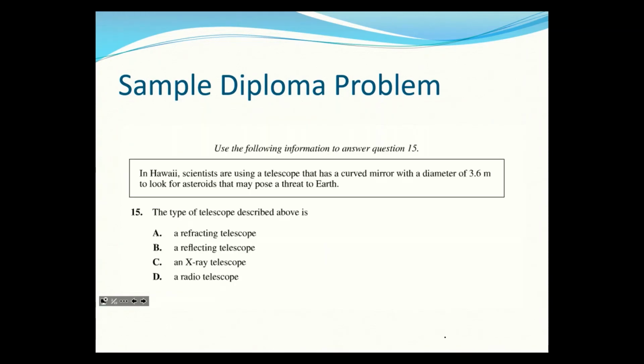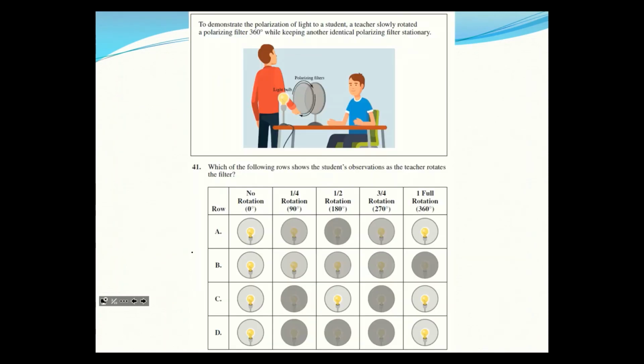In Hawaii, scientists are using a telescope that uses a curved mirror with a diameter of 3.6 meters. What type of telescope? Well, if it's a mirror, then it's going to be a reflecting telescope. And then, which of the following rows shows the student's observations as the teacher rotates the filter?